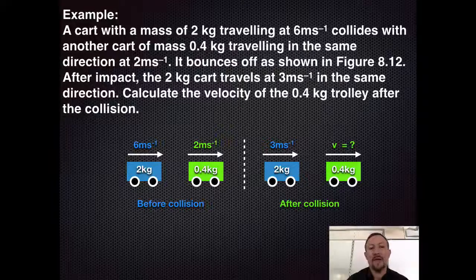So after impact, the 2 kilogram cart now travels at 3 meters per second in the same direction. So there's been a change in speed. If there's a change in speed, there's been a change in velocity. We've got to calculate what the velocity of the 0.4 kilogram cart is going to be after the collision. So remember, we're conserving momentum. Whatever the momentum is at the beginning must be the momentum at the end. So let's have a look at how we solve this.